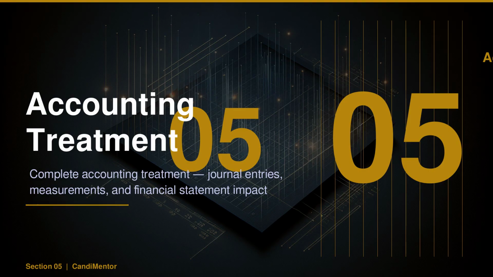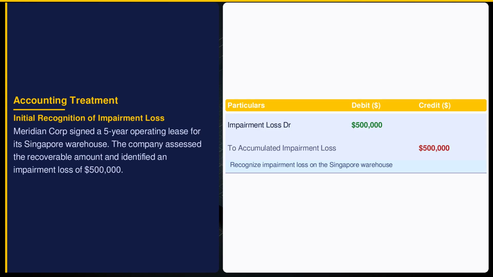Meridian Corporation, a global manufacturing company, signs a 5-year operating lease for its Singapore warehouse. Watch how every accounting event plays out. Meridian Corporation recognizes an impairment loss when the carrying amount of its Singapore warehouse exceeds the recoverable amount, per AASB 136. This entry ensures that the asset is not overstated on the balance sheet. Impairment losses reflect diminished economic benefits and ensure the financial statements present a realistic picture of asset values.